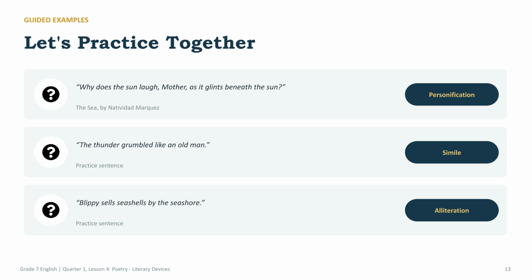And line 3. Blippi sells seashells by the seashore. Listen to how many words start with that same S sound. That repeated consonant sound at the start of nearby words is alliteration.